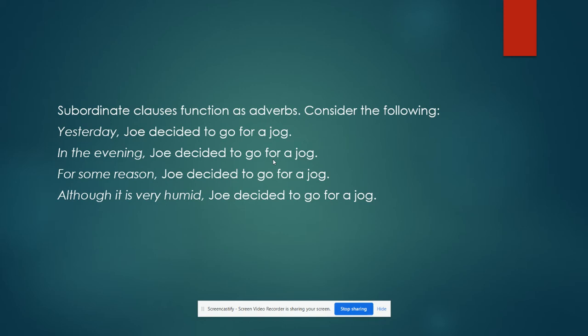Joe decided to go for a jog. So in each of those four sentences, we've stuck an adverb in the beginning that gives us information about time or place or manner. And that's what subordinate clauses do. They provide the same kind of information as adverbs.